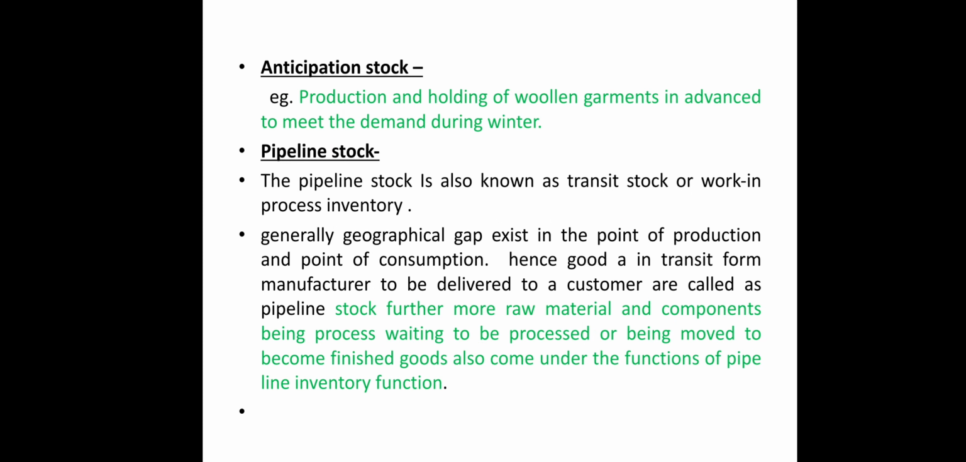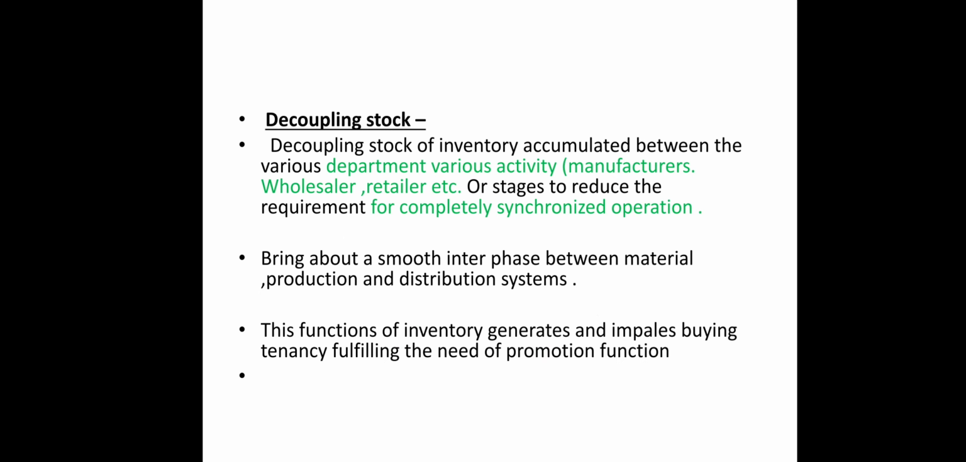Then anticipation stock means, for example, holding woolen garments in advance to meet future demand, so it is maintained for future demand. The pipeline stock is also known as transit stock or work in process, as I said. So it is work-in-process material: half of the material is finished, or half of the production process is finished and half is still going on. Then decoupling stock is inventory accumulated between various departments and activities, for a smooth interface between material, production and distribution. So it is hand in hand, an integration of different departments, maintained to integrate the different departments.